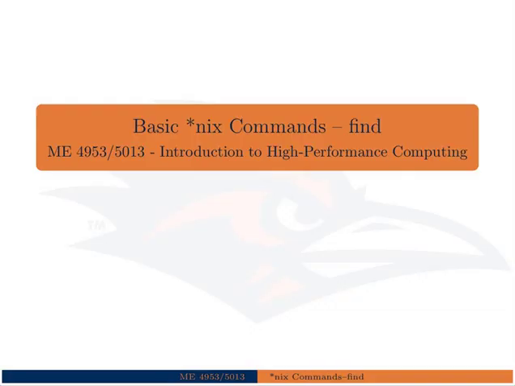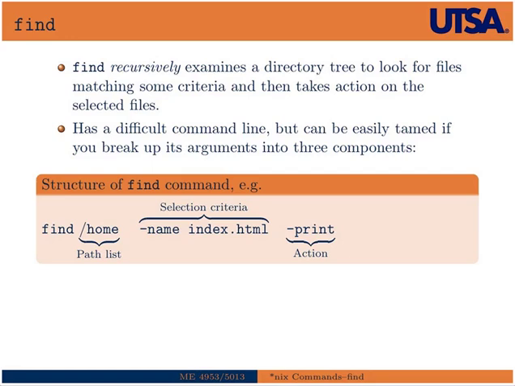So we have already used this, although we kind of did it blindly without really describing the structure of the find command. The first thing in the find command is the directory in which we want to find it, or the path list. This can be multiple paths that you want to search. It does search recursively, so it'll search all directories there, in this case home, and all directories inside of home.